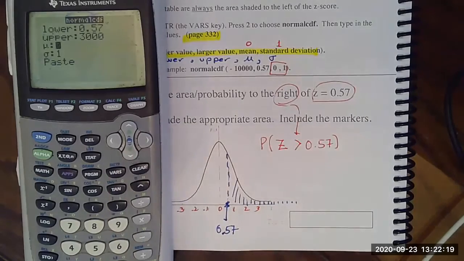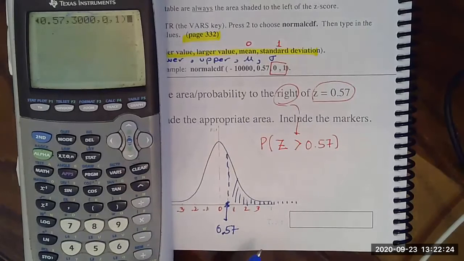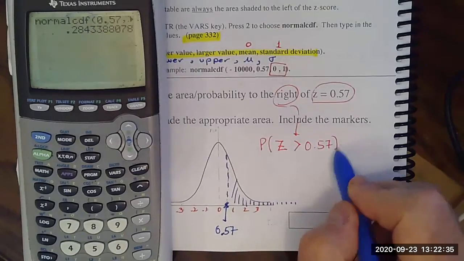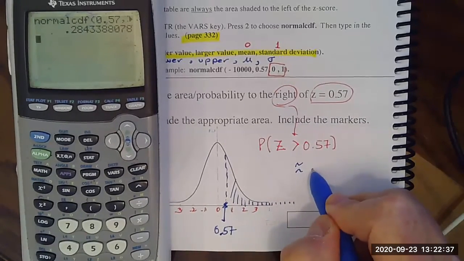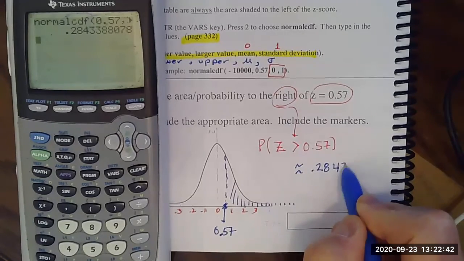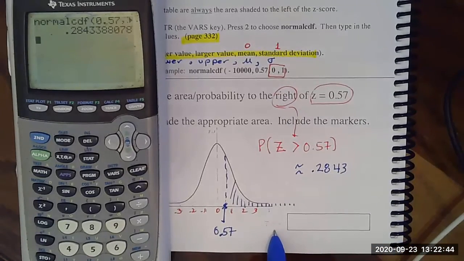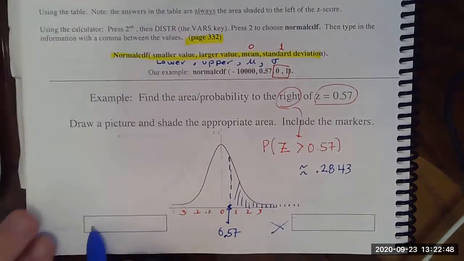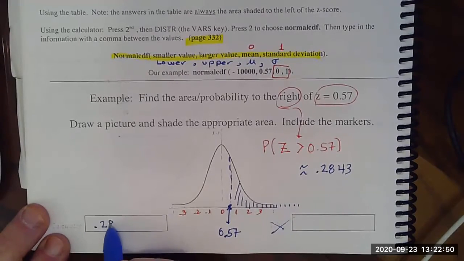Okay, mu is always 0 for these problems. Sigma is always 1. Go down here and hit enter, and then enter one more time. So remember I said this is less than 50%? Well, I got about 28.43%, or as a decimal, approximately 0.2843. The table says table, but we're never going to do a table. Calculator is always calculator, so you'd say it's about 0.2843.